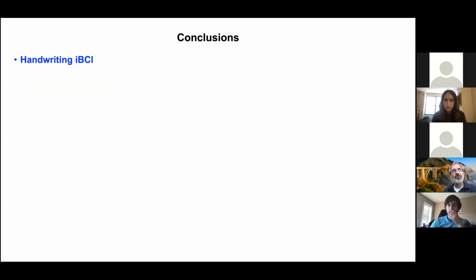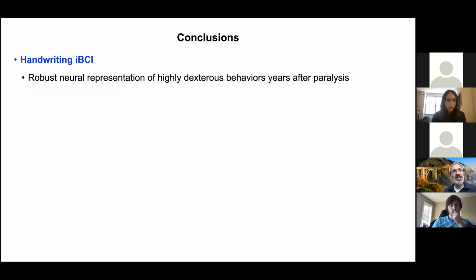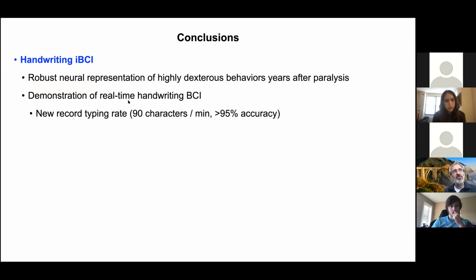So in conclusion, we think that handwriting is a way to provide robust neural representation of a highly dexterous behavior after paralysis. And we demonstrated real-time handwriting that has a pretty high characters per minute rate and accuracy. And importantly, this BCI is entirely self-paced. The person could write, take a break, write on their own. There was no metronome clock. It was not a clocked system. So it's most natural.